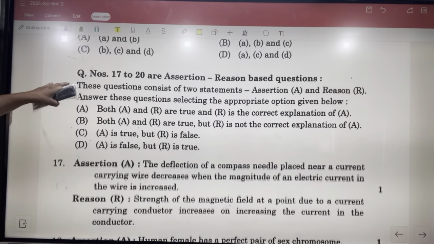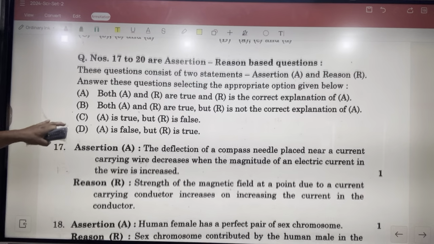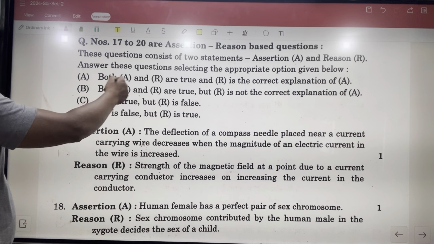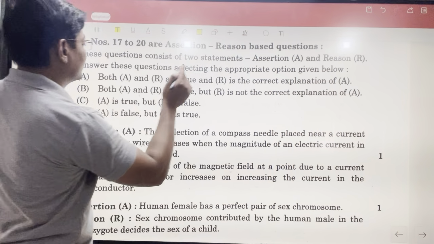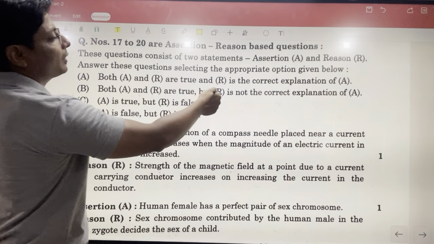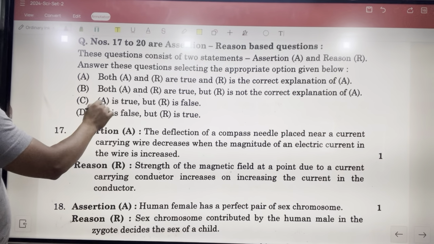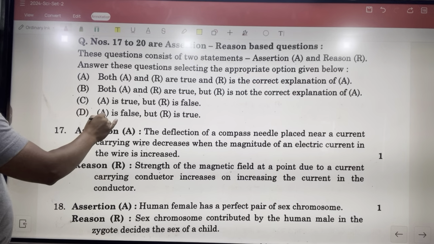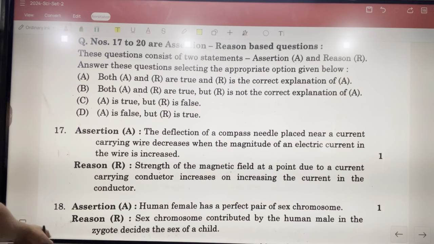Fine. Then from 17 to 20 are assertion reason based questions. So they have given, first, A: both A and R are correct, and R is the correct explanation. B: both A and R are correct, R is not the correct explanation. C: A is true, R is false. D: A is false but R is true. Let us see the questions.